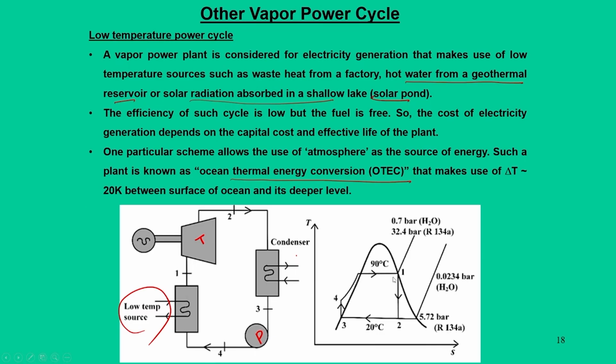Obviously, we cannot use water as a working fluid for these cycles. So, we have to think about some kind of refrigerant, like R134A, which can operate at pressures in the range of 32.4 bar to 5.72 bar. This particular number tells you that by considering different refrigerants as a power cycle, one can think of the Rankine cycle operating as a low temperature power cycle.